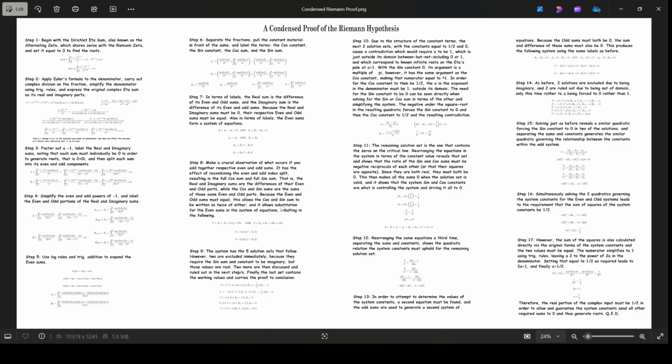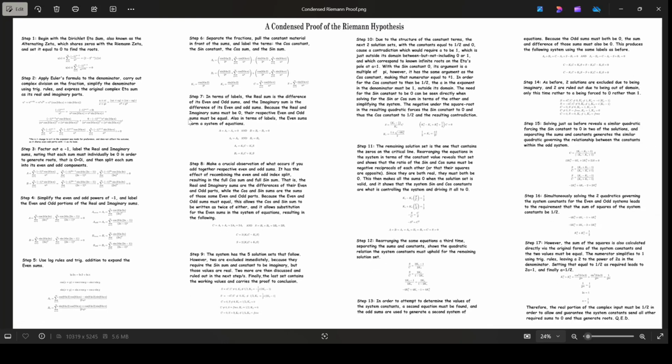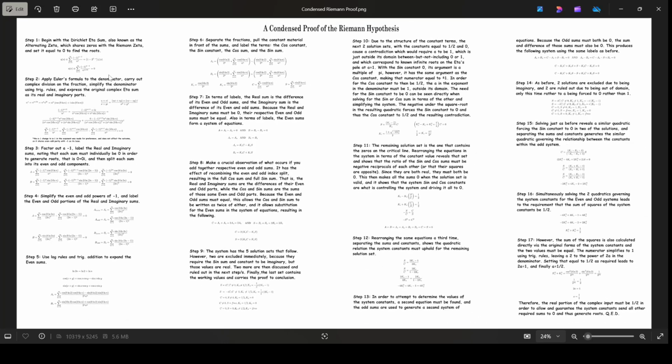Okay, so let's look at the Riemann hypothesis. And I'm going to go quick compared to what I did yesterday. So let's see how this goes.